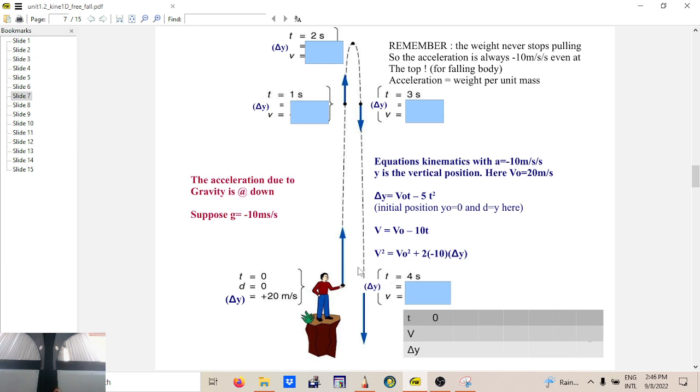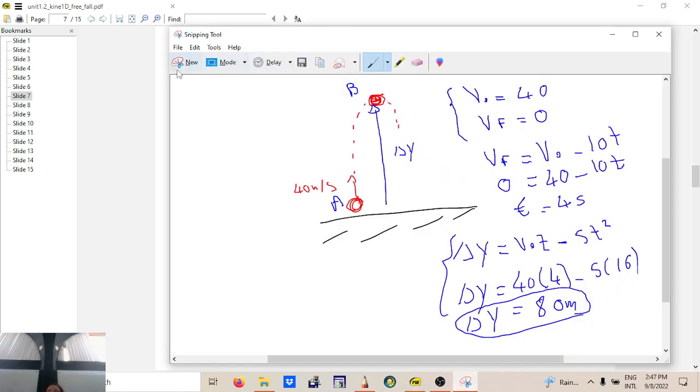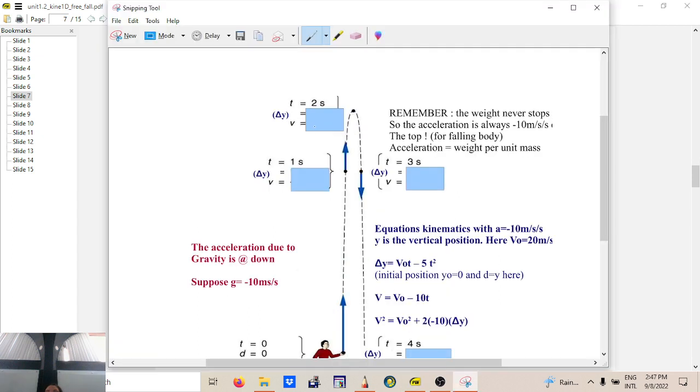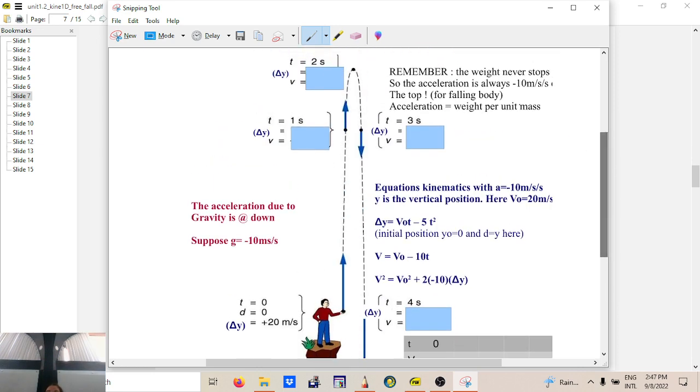Is that clear? Now, if you want to find how high, let's find how high. You can help each other. Make sure you know how to do it. Let's find how high here, the displacement here. So, velocity is 0. You have different ways to do it. I want to find how high, the maximum relative to your hand.